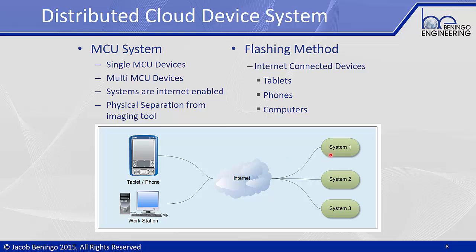So in this type of model, we have the internet, the cloud, our embedded systems. We have the cloud piece over here, and then we're pushing firmware from the cloud down into the embedded system. But they're directly connected to the internet.